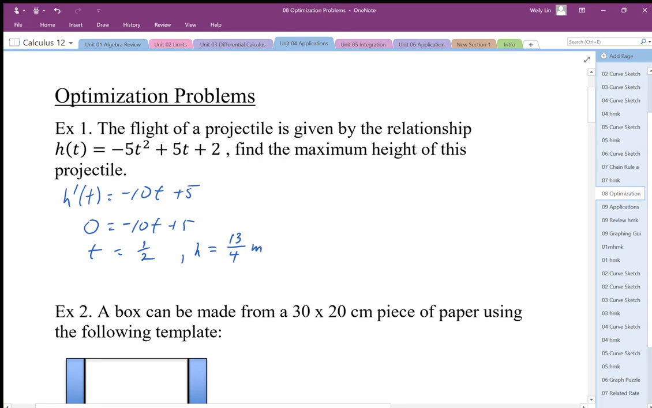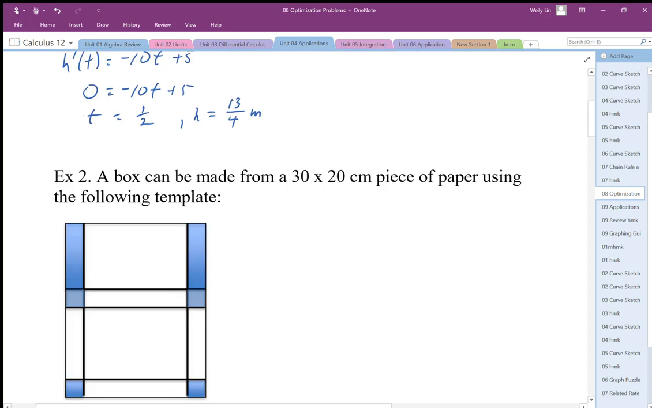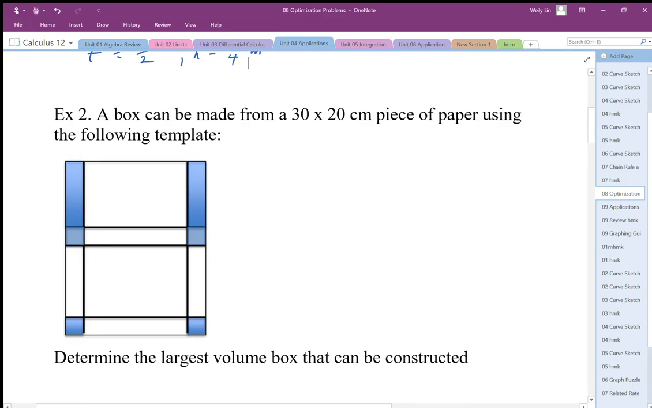So find the maximum height of the projectile. We find out where the time is going to be the max, and then we just plug it back in to find the maximum height. If we forget how to do this, we can always just find the vertex. For a problem like this, again a grade 11 problem, we're trying to make a box using a piece of paper, and we're going to find the maximum volume of this box.